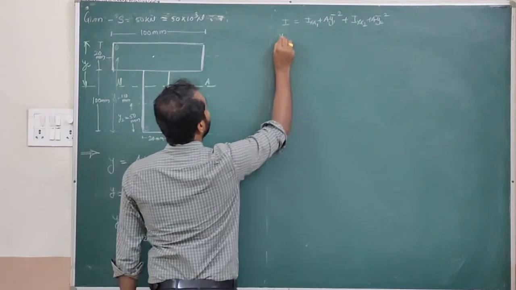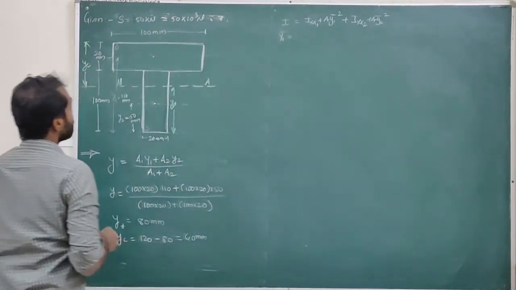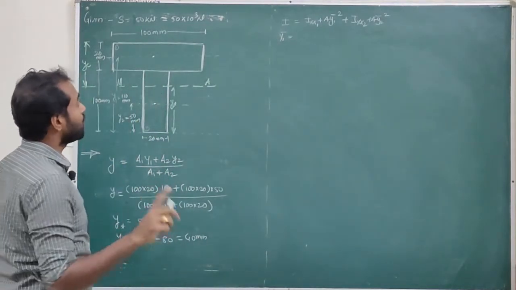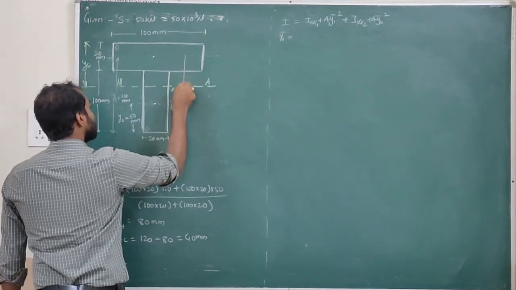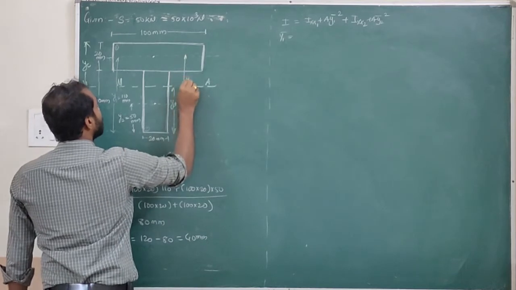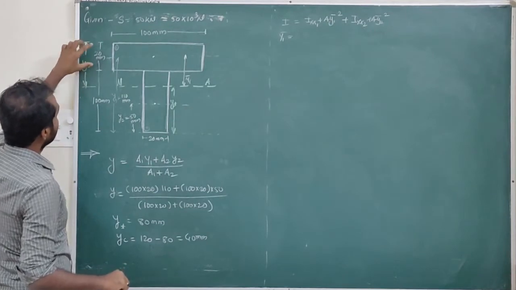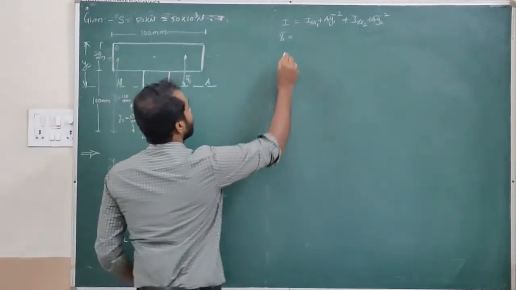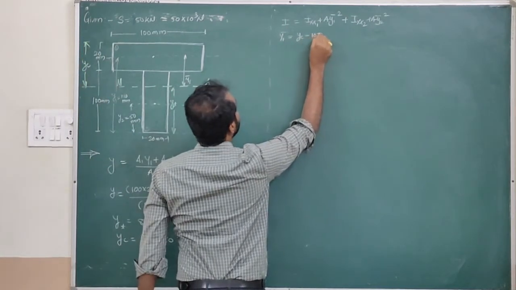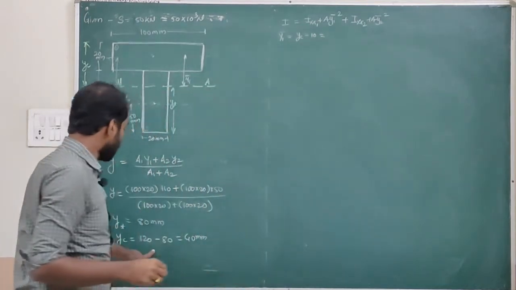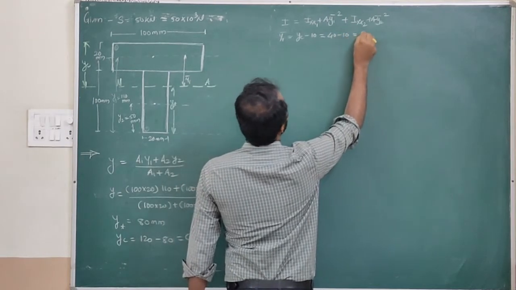So how to find y1 bar? This y1 bar is the distance of center of gravity of our first element from neutral axis. So this is our neutral axis, and we require this distance, which will be y1 bar. So y1 bar will be yc minus this distance, which is d by 2, that is 10. What is the value of yc? yc is 40. So this becomes 40 minus 10, which is equal to 30 mm.